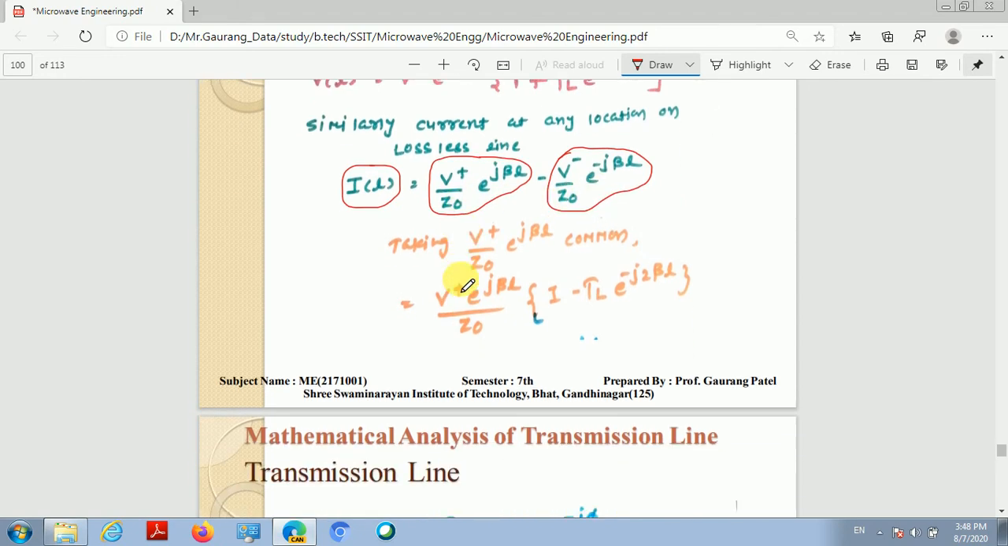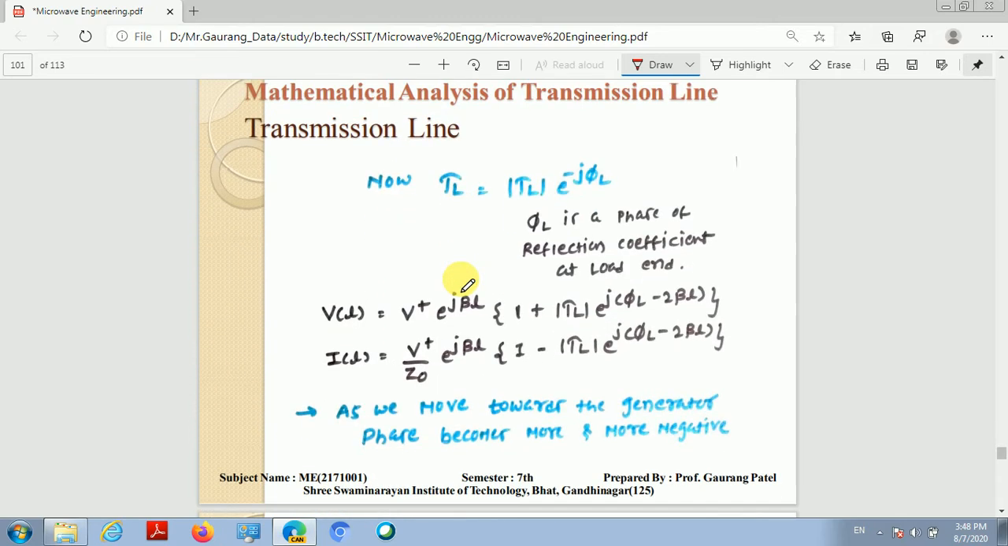Now if we look at the expression of the voltage on the transmission line, here you can see V of L is equal to V plus e raised to j beta L times 1 plus mod gamma L e raised to j (phi L minus 2 beta L). So you can see that, depending on the phase, phi L minus 2 beta L, the value of the voltage on the transmission line will be maximum or minimum.